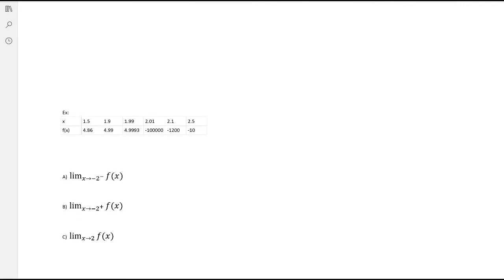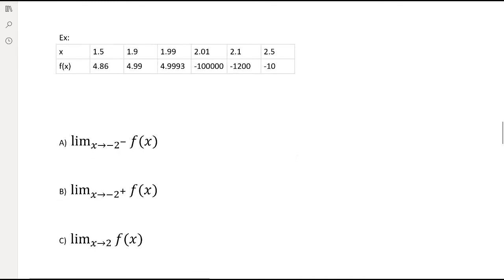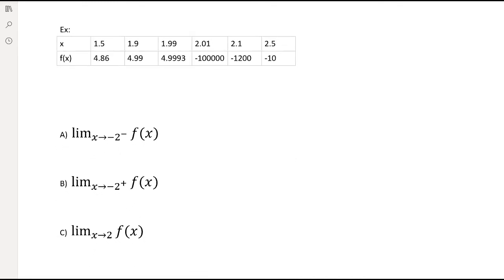Okay, how about this one? See if I can make this a little bigger. All right, similar example here. We have a table. This time the table's in a slightly different layout. We have our x values in the top row, and then we have our f of x values in the bottom row.